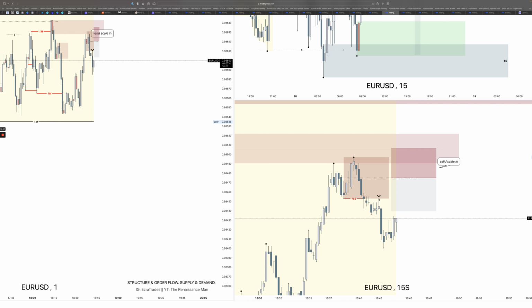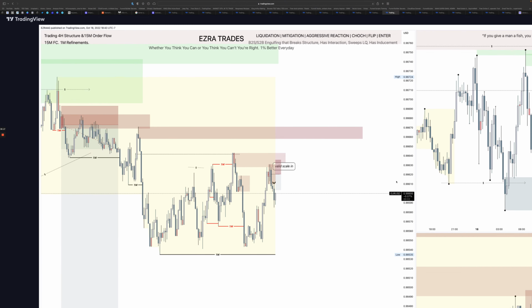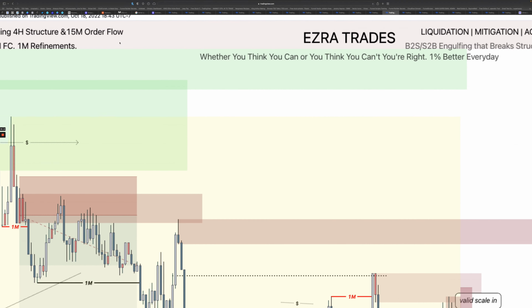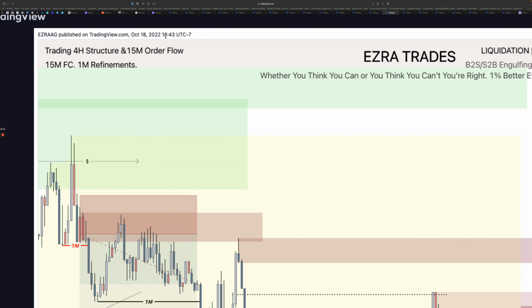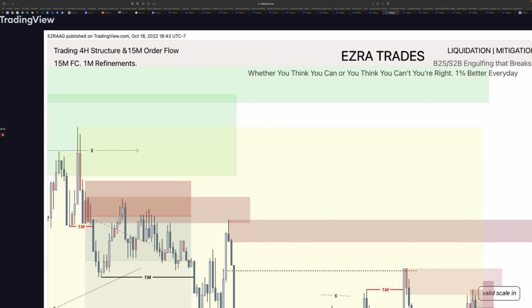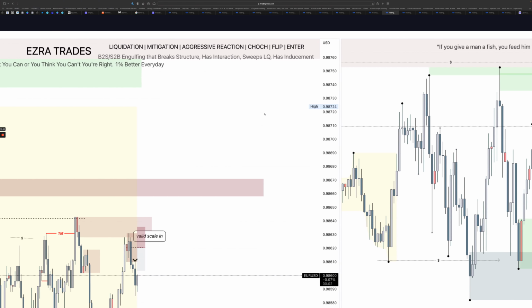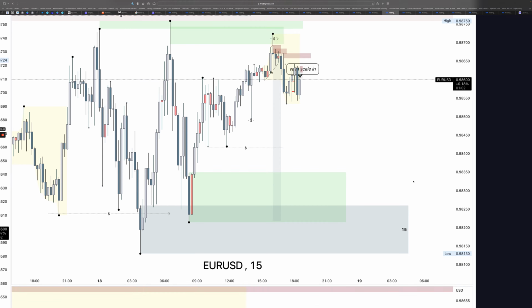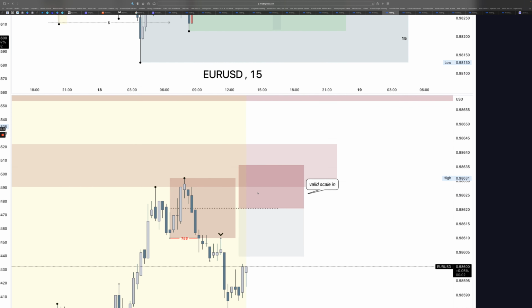This was a tap to the bottom of the range. That is not a valid entry for me. That now shows that that's inducement. So my valid scale in is going to be here. Now, of course, once again, you can see the timestamps right here. Obviously, you can't fake timestamps on TradingView. I don't know how you would do that. So this would be the scale in that's valid.